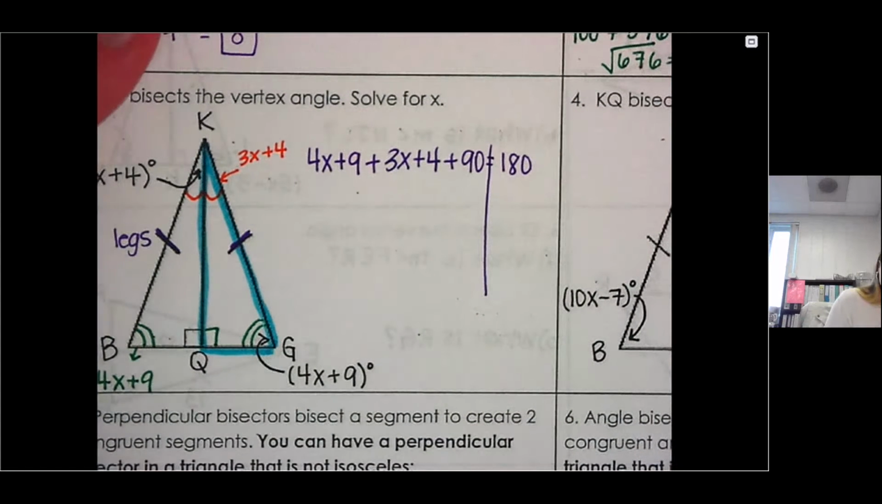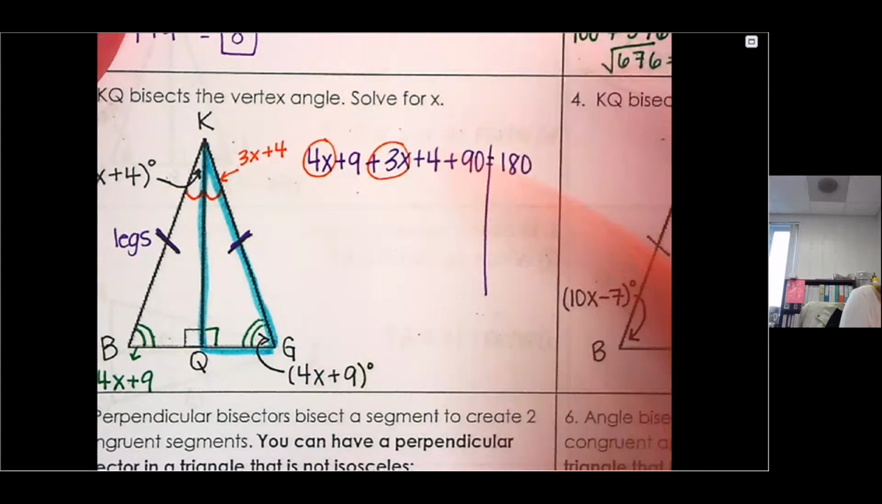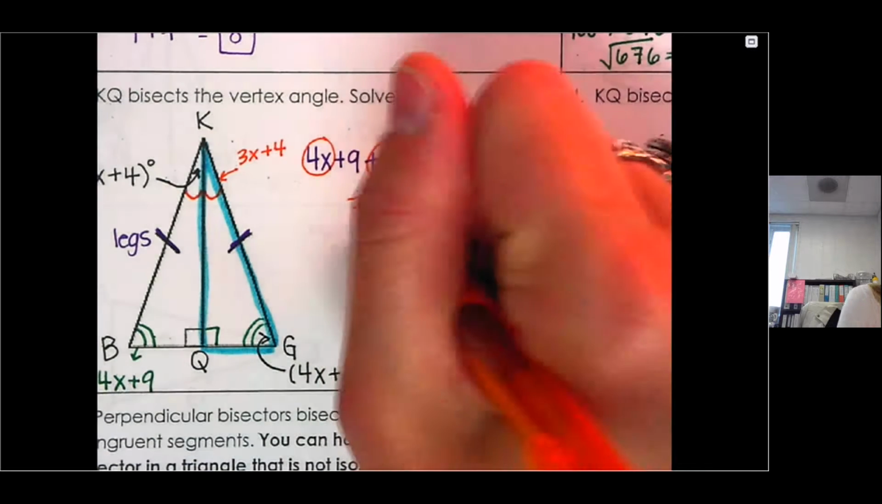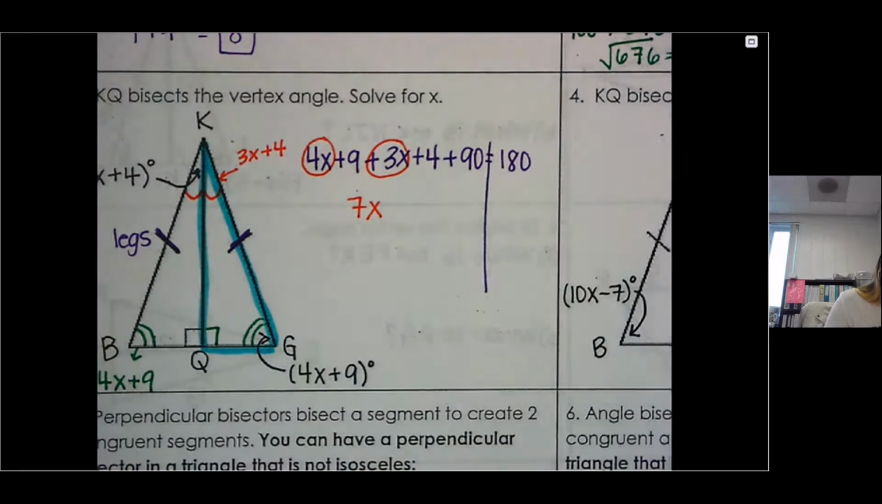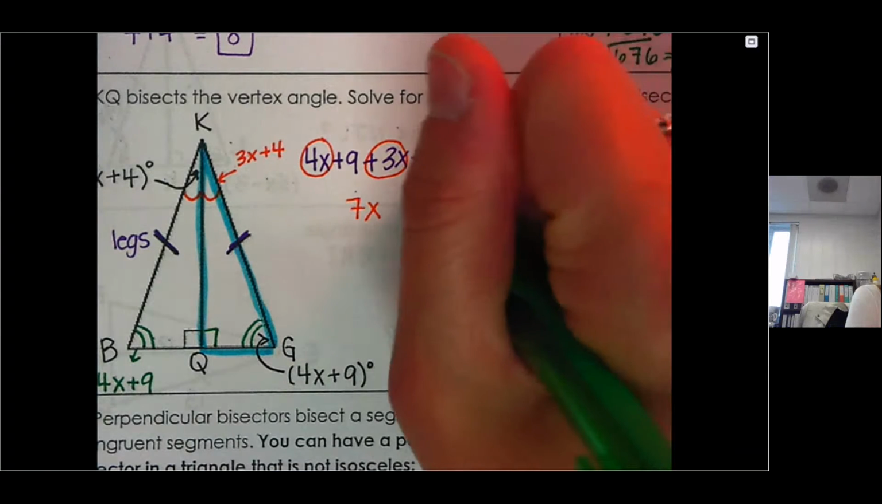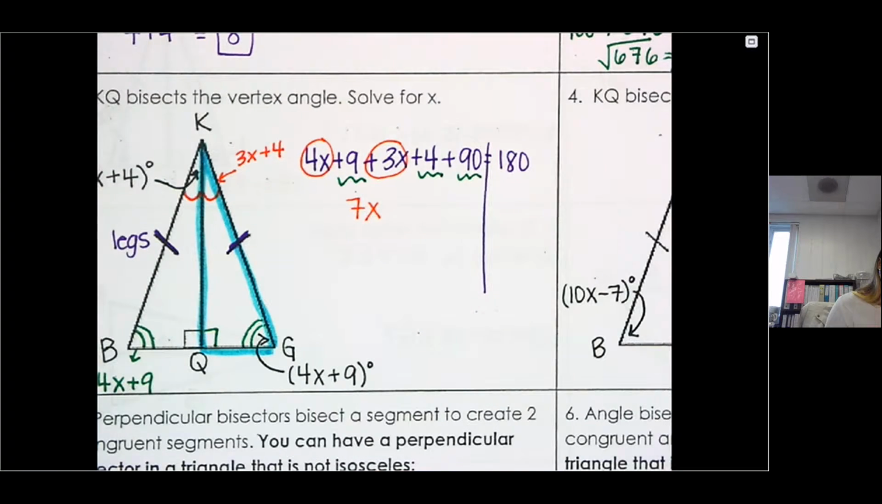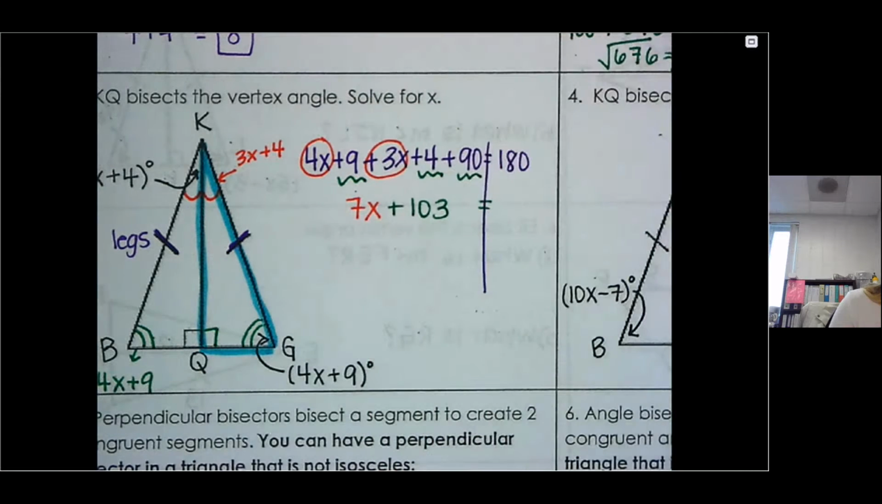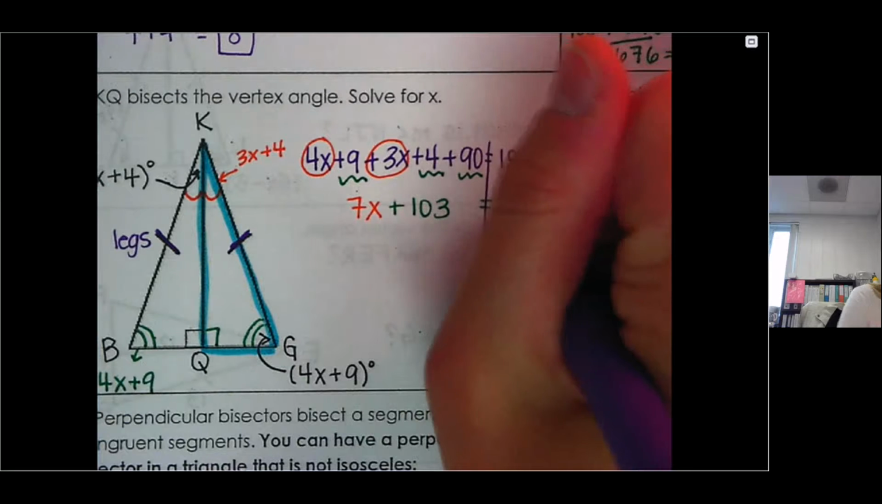Add all your x's. Yep, combine those like terms. So I've got a 4x and a positive 3x, and that's it. So what's a 4x and a 3x? 7x's. Good. What else can I put together? What's left? Yep, 90 and 4 and 9. And if you add those all together, what do you get? Close. 103. All good. Equals 180.